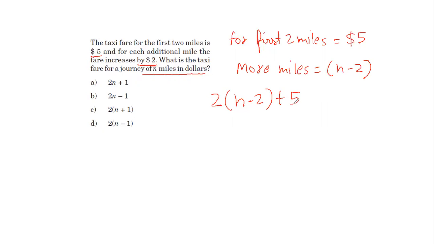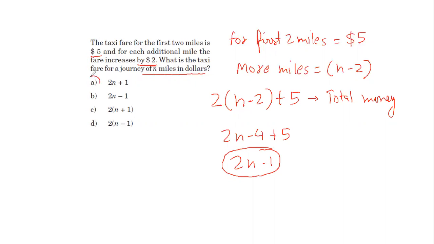Plus I have already paid him $5 in the beginning. So this is the total money that I'll pay to the cab driver. So twice into n, that's 2n minus 4 plus 5. So that will come out to be 2n minus 1. So you realize I have to solve the question accordingly, in terms of n. So that's 2n minus 1. Sorry, that's 2n plus 1. So my answer would be A. Minus 4 plus 5, that's plus 1.